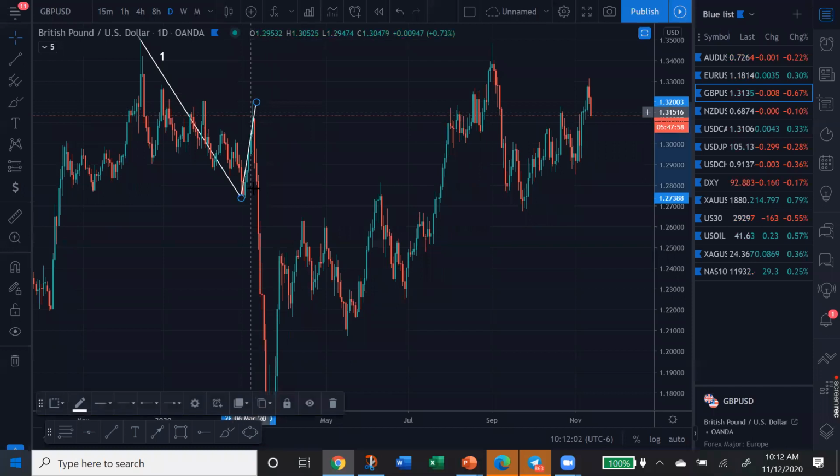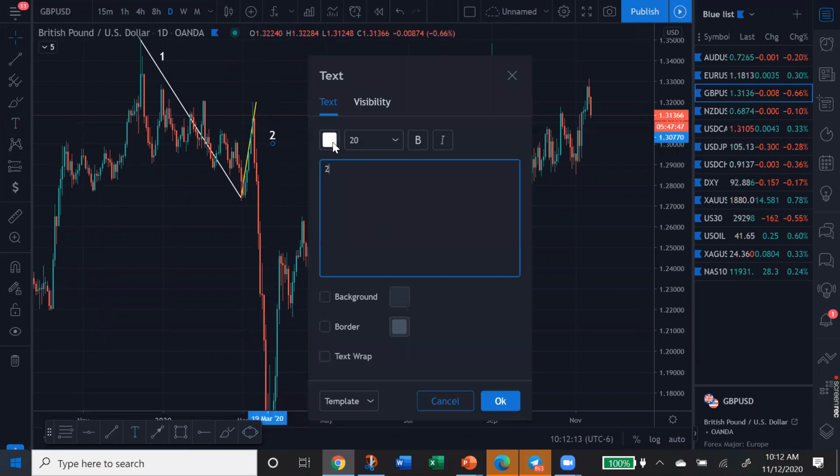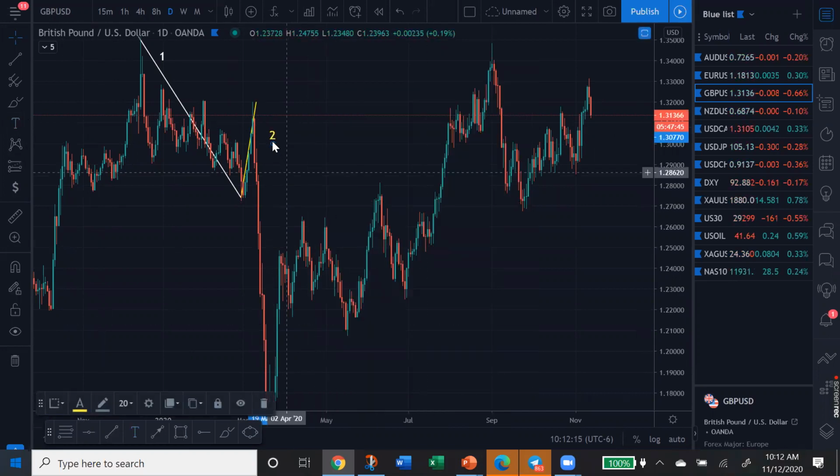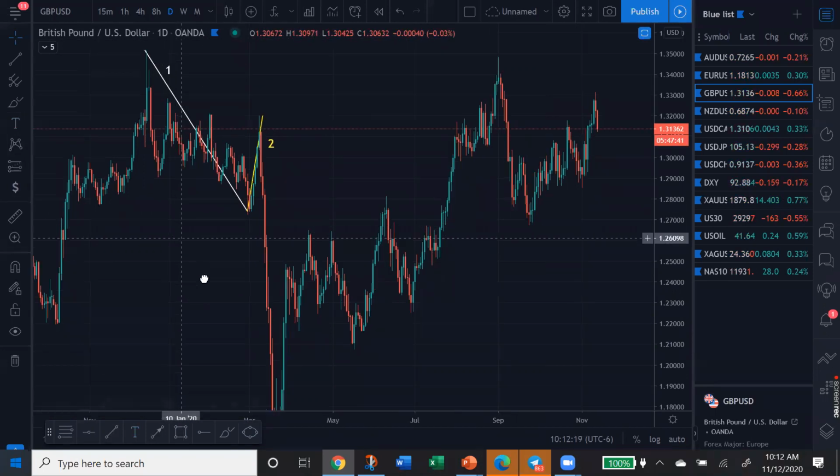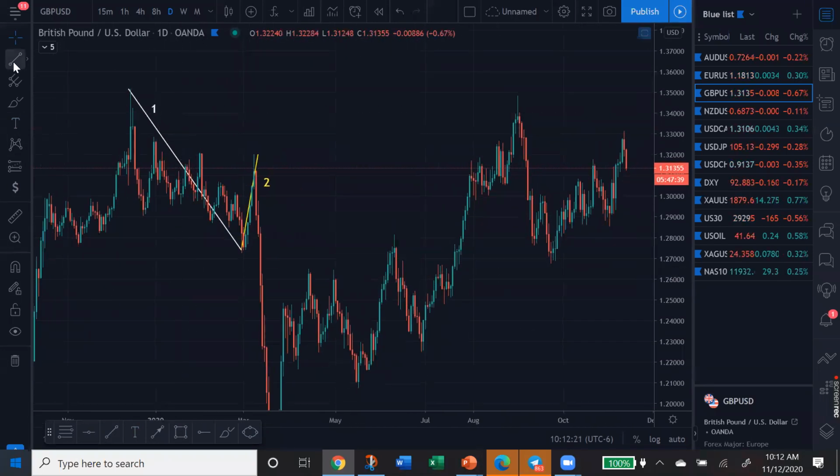So step number 2, right? We'll color code this. I'll make this yellow. Step number 2 was the pullback, right? Step number 2 was the pullback. Look at your notes that you wrote down. You should always take notes. Step number 3 was to draw a horizontal line at the peak.